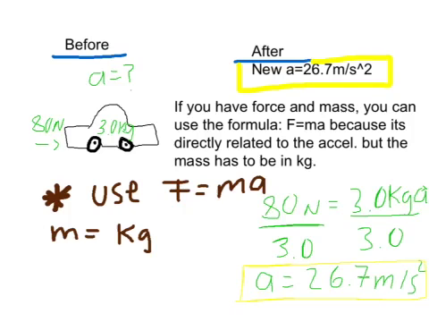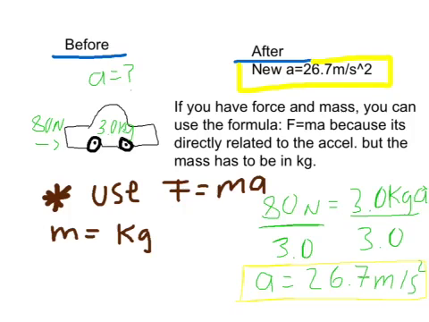Once we have 3.0 kilograms and 80 newtons as the force pushing to the right, we need to find the acceleration. What you have to do is have the force and the mass and use the formula F equals ma, because force is directly related to acceleration. But the mass has to be in kilograms, which we converted already.